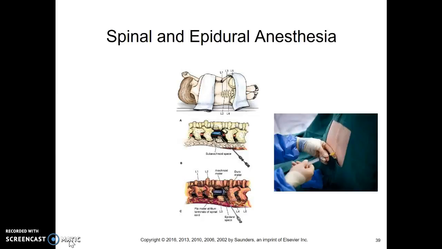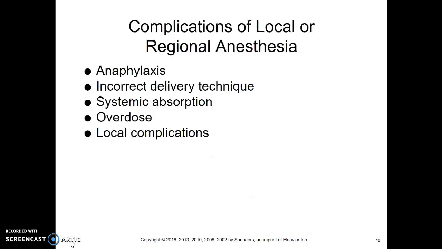But on the right you see someone sitting up on the side of the bed. Of course it is done as a sterile procedure just like you see, but sometimes they sit on the side of the bed and kind of lean over the bedside table, and that's as easy to do as laying on their side. These are some of the complications that you can see of local or regional anesthesia.